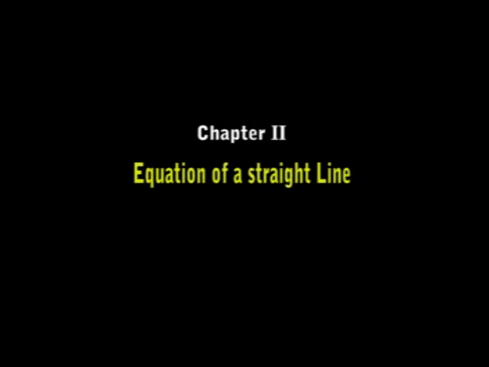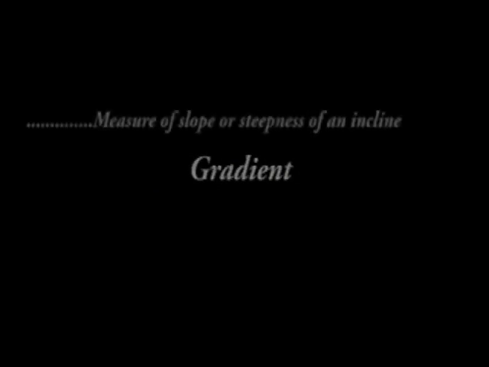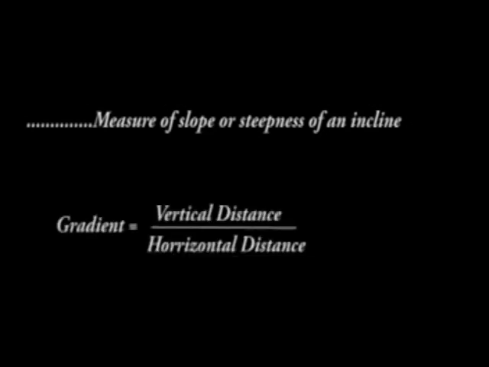Equation of a straight line. Gradient. Gradient is a measure of slope or steepness of an incline. Gradient is vertical distance over horizontal distance.